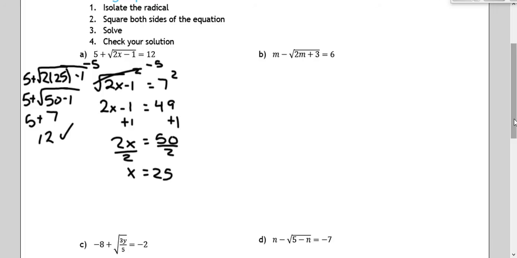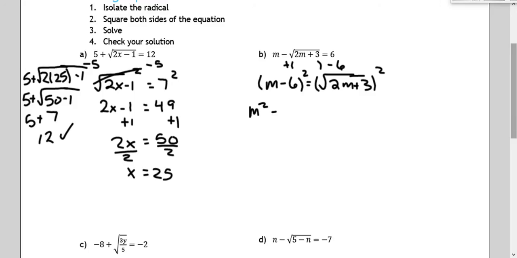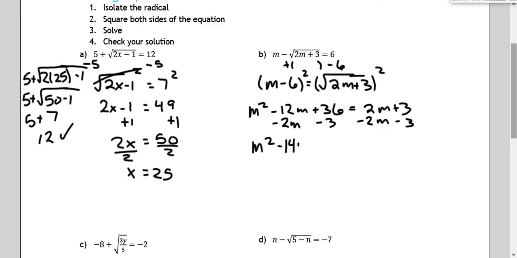This one here, I'm going to add this guy over, and I'm going to subtract this one over to give me m minus 6 is equal to the square root of 2m plus 3. We'll square both sides. So this gives me m squared minus 12m plus 36 is equal to 2m plus 3. Subtract 2m, subtract 3, to give me m squared minus 14m plus 33.